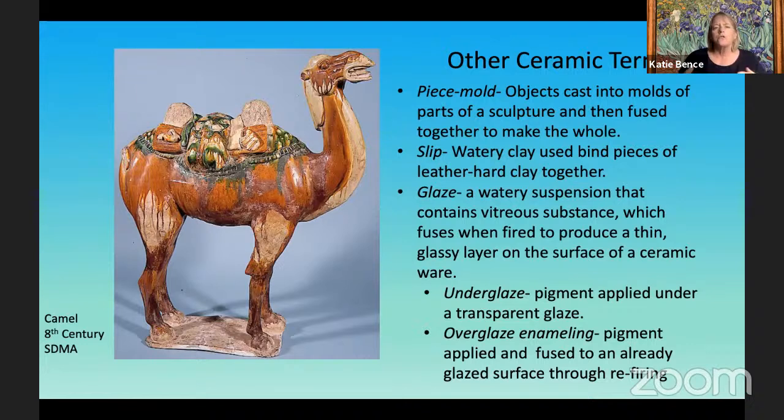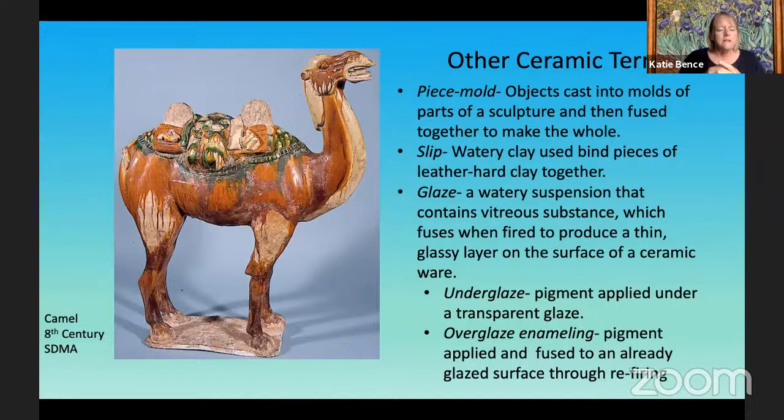These sections were allowed to dry for a few days until they were stiff like thick leather. And then they were assembled together to create the whole of the camel, using slip, which is a watered-down clay that's used to bind the pieces of the leather-hard clay together. When the sculpture was completely air dried, it was fired in a kiln, and this is called the bisque firing. Usually when ceramics are glazed, they go through at least two firings: one for the bisque firing to solidify the sculpture itself, and the second for the glazing.